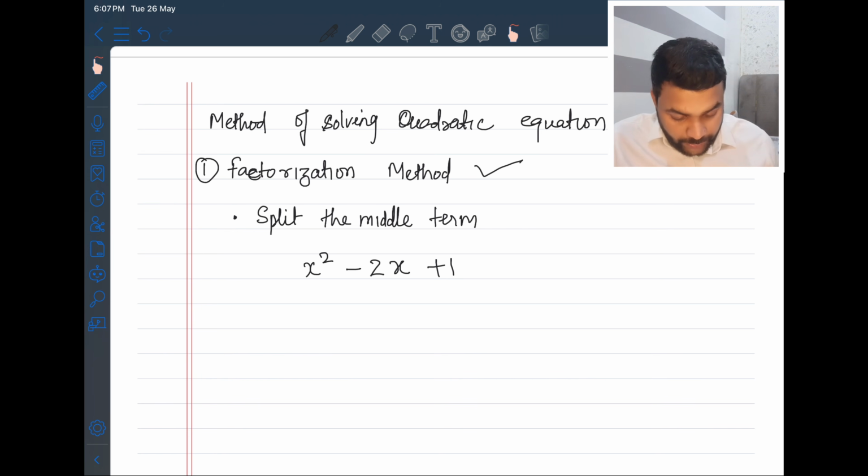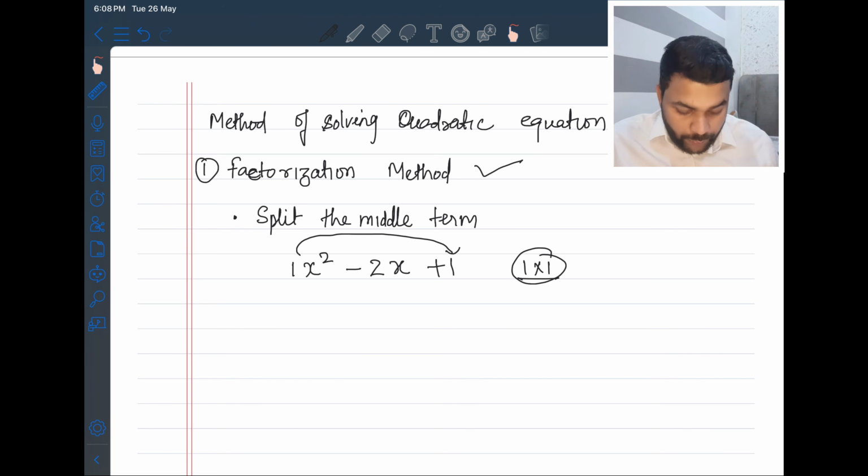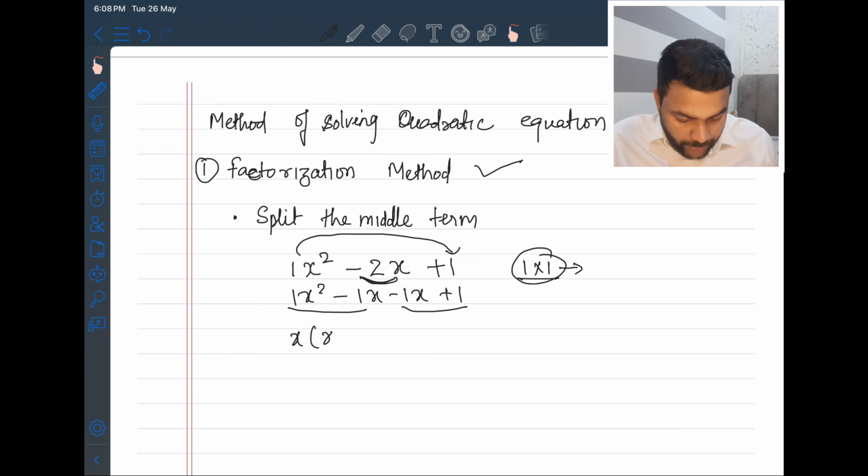Yes. First we need to multiply these two things. So this will become 1 multiply 1. So the product is 1, and we need to break the middle term so that we get a product of 1. So we can break it like this: minus 1x minus 1x plus 1. Now we will make the pairing. So from here we take the common x, then again from here we take minus 1 common. So this will become x minus 1, x minus 1.